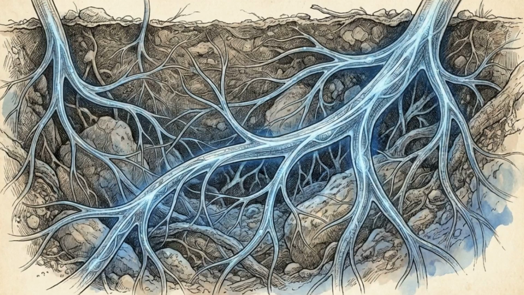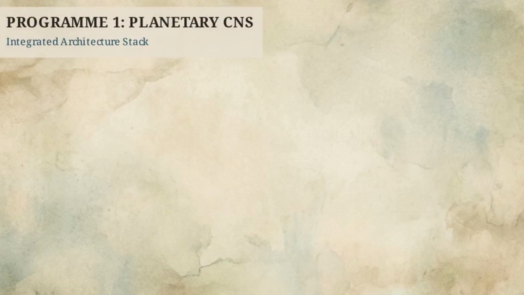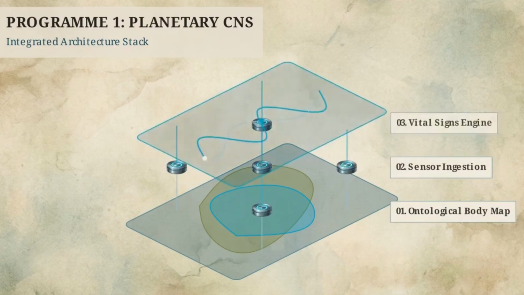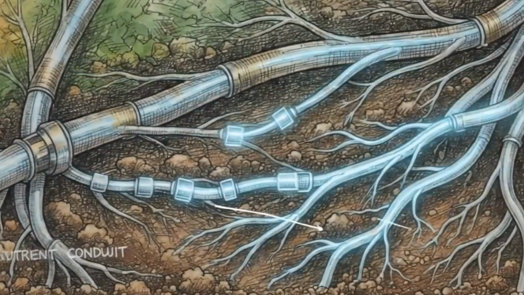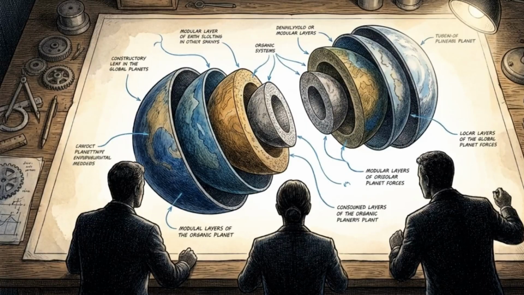Navigating current ecological crises requires engineering a computational central nervous system for the Earth. The blueprint for this is Program 1. It consists of 4 integrated architectural layers: an ontological body map, sensor ingestion protocols, a vital signs compute model, and distributed hyperlocal dashboards. Systems engineers must build a computational nervous system from the ground up. This infrastructure represents the first layer of the Gaian Stack. It is a precise architectural mandate for data scientists, sensor designers, and modeling experts.